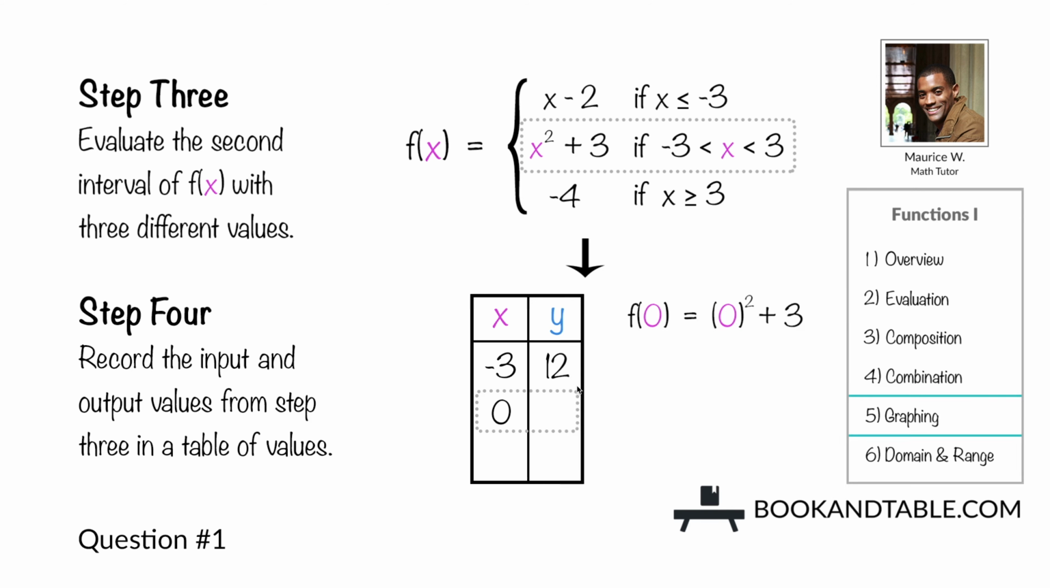We can then plug in 0 for x. F of 0 is equal to 0 squared, which is 0, plus 3 would be 3. So the input is 0 and the output is 3. And then for f of 3, we get f of 3 is equal to 3 squared, which is 9, plus 3 would be 12. So the input value is 3 and the output value is 12.